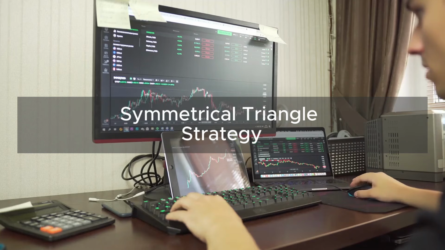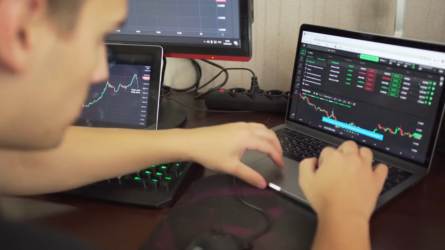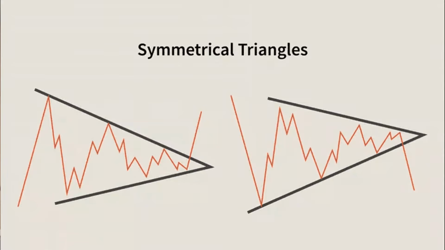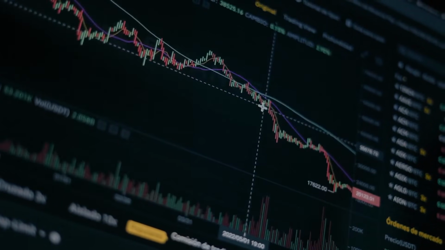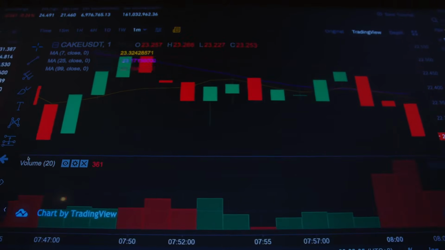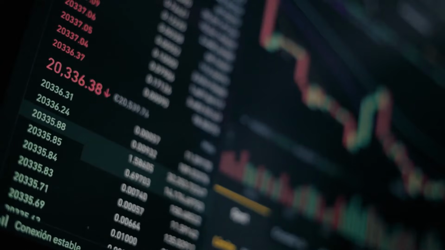Have you ever heard of the symmetrical triangle indicator? I'm pretty sure you've seen charts showing this pattern before. In this video, I'll show you a free TradingView strategy based on the triangle indicator. Plus, I'll give you access to two strategies, a simple one and a more advanced one.